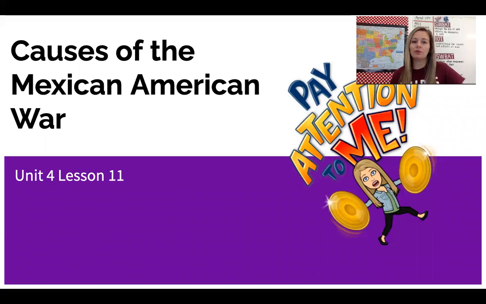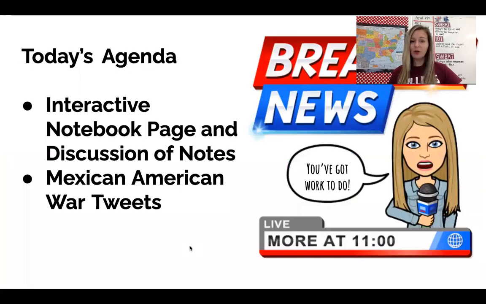Today and tomorrow, we are going to be talking about the causes of the Mexican-American War and then the effects of the Mexican-American War, which is obviously a war that happened between the United States and Mexico. It happened from about 1846 to about 1848. We're not going to get into the nitty-gritty details of the war. I just really need you to know why it actually happened and then what resulted as the war ended.